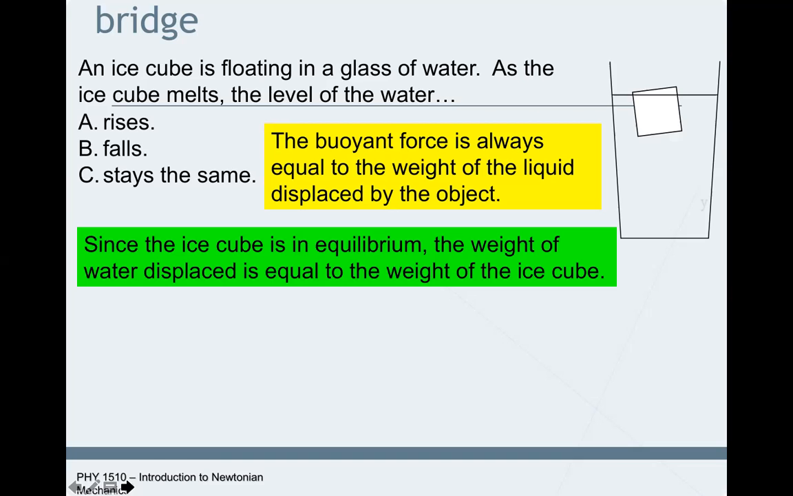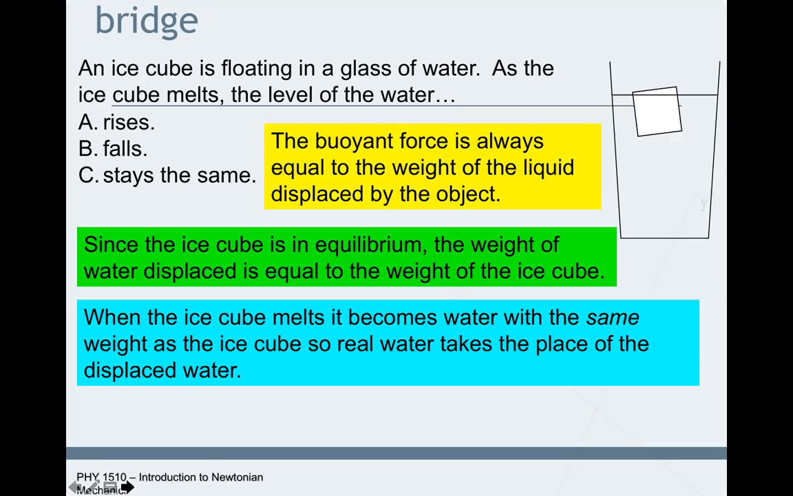And that's important, because when your ice cube melts, it becomes water with the same weight. Say you had 2 grams of ice cube, and that's the mass. Then it's going to still become 2 grams, obviously. It's not going to change its weight. And it was displacing 2 grams of water. So you have just enough space for the water from the ice cube to go. It will simply take the place of the water, and the water level will not change.